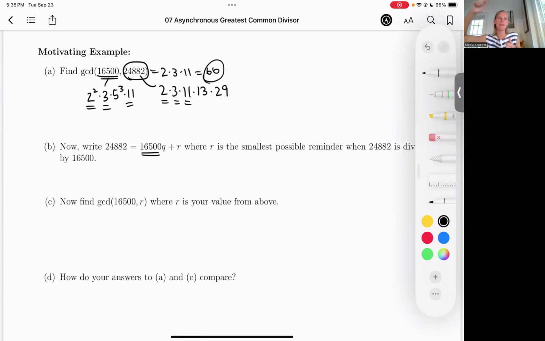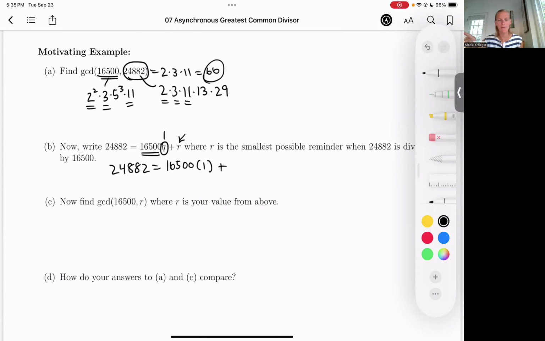16,500 times something plus a remainder. And this remainder is behaving exactly like when we did modular arithmetic. So if I divide 24,882 by 16,500, I get 1.508. So my Q is going to be the whole number that I got there. It's going to be the 1. So I'm going to have 24,882 is 16,500 times 1. I'm going to keep the 1 there because when we do the Euclidean algorithm, that'll be useful.